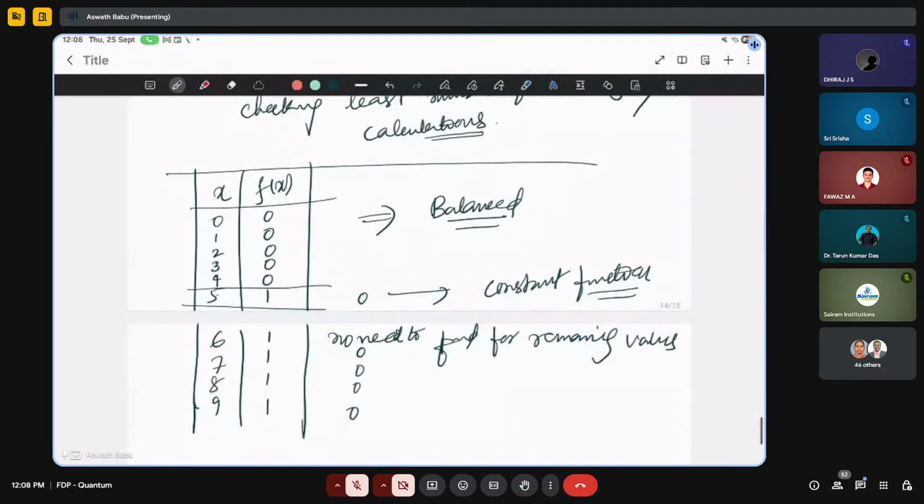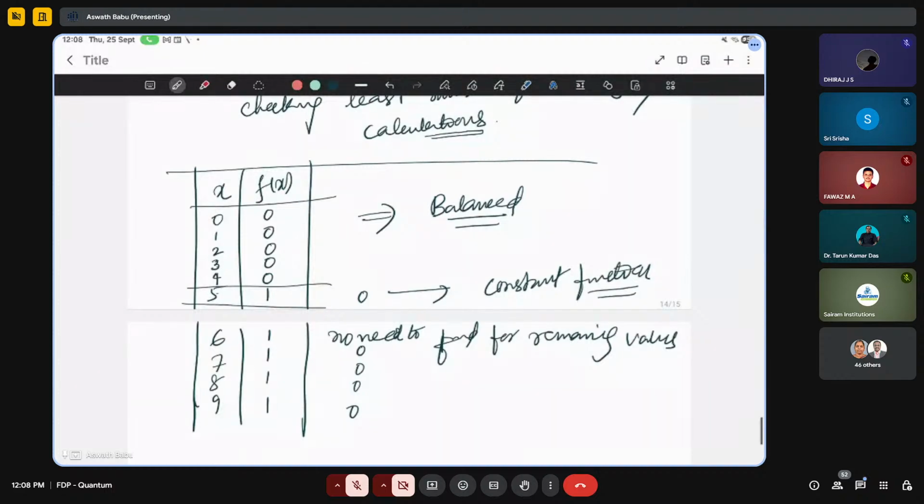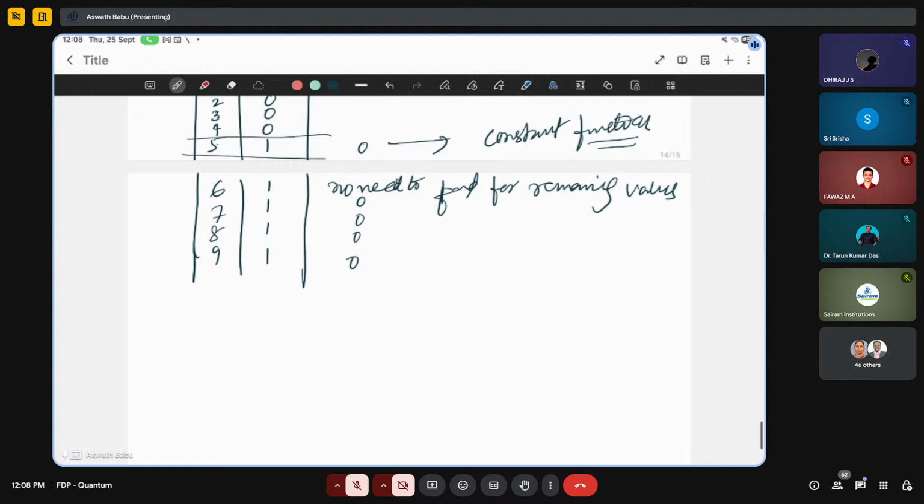Let's say Bob uses some function. Alice wants to find whether the function is balanced or not. How does she find it? She sends the x value to Bob. Bob calculates the f of x value and sends it back to Alice in each iteration. Let's say it's Alice and Bob. Okay, Bob has f of x.